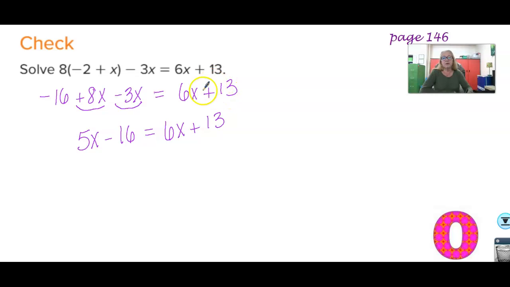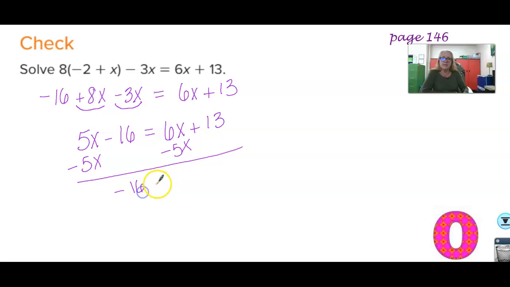Now, this is an example of an equation with variables on both sides. We always want to get rid of the smaller one. Well, usually want to get rid of the smaller one. And 5 is smaller than 6. So we're going to subtract 5x from both sides. That gives me -16 equals 1x plus 13.